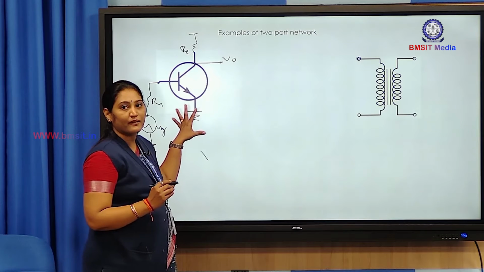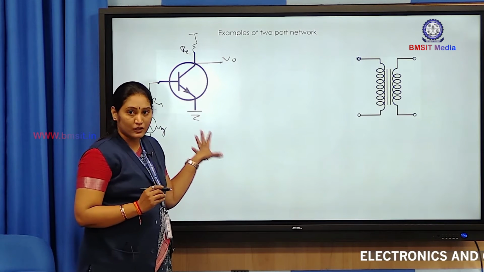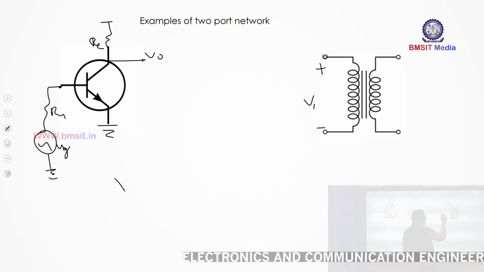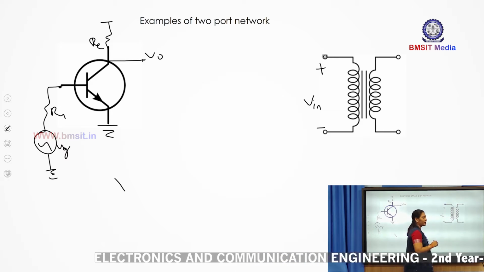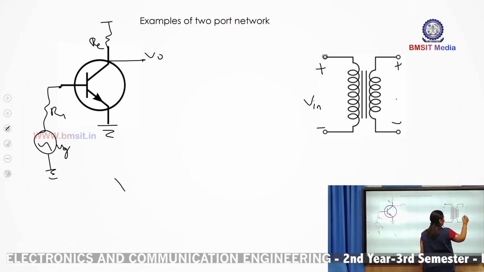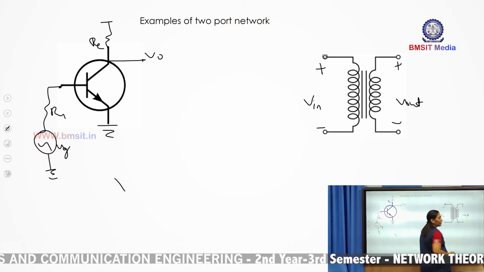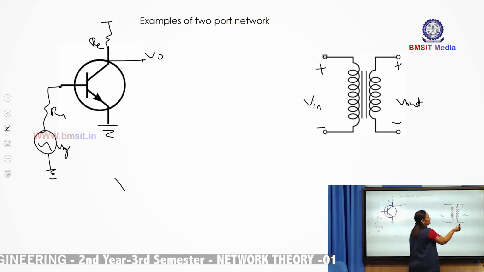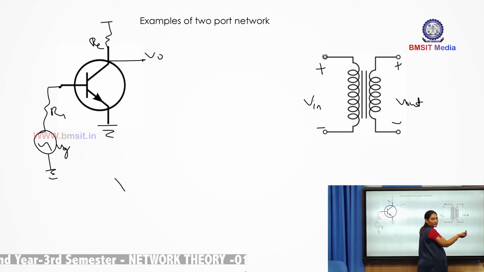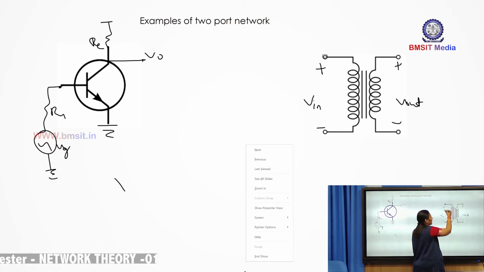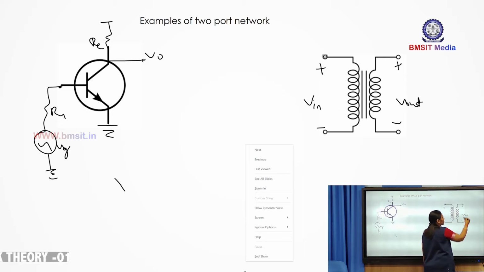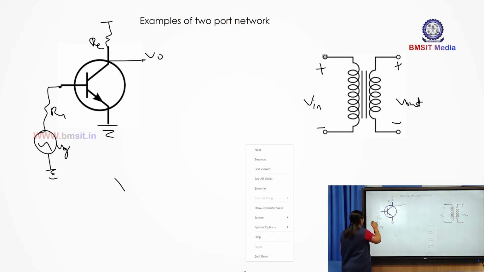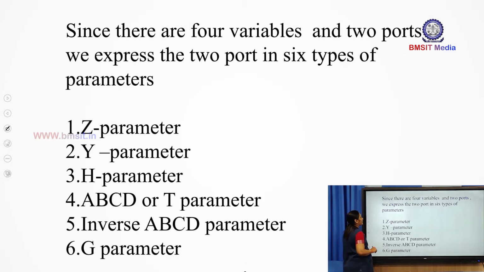So this is a good example of the two-port network. Similarly, in the transformer you have a V in input voltage as well as V out. It can be a step down or step up transformer. So both the input as well as the output exist. These two are the input terminals. Similarly, these two are the output terminals. So we have input terminals as well as output terminals in this example.